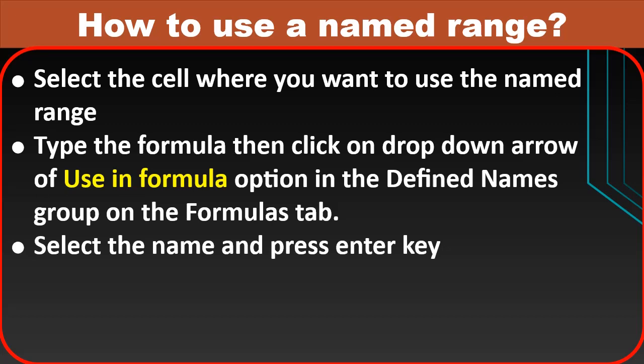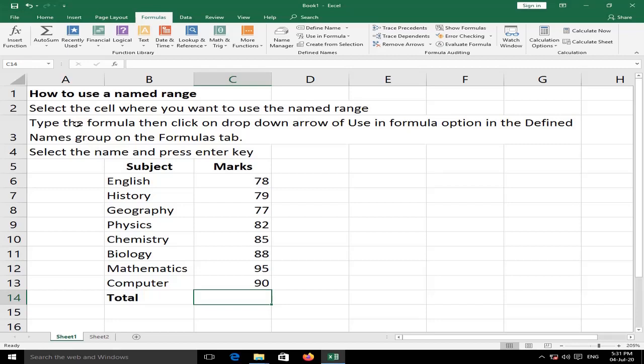Then type the formula. Then click on the drop down arrow of the Use in Formula option in the Defined Names group on the Formulas tab. Then select the name and press Enter key. Now look at the example here, how to use a named range. First step is select the cell where you want to use the named range.